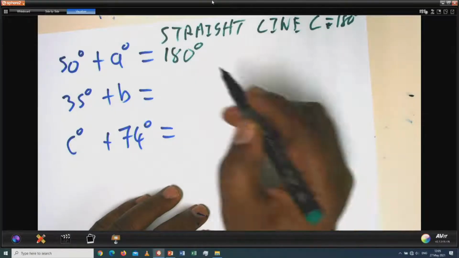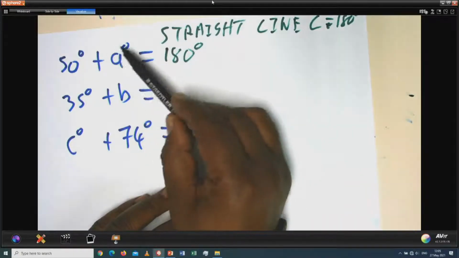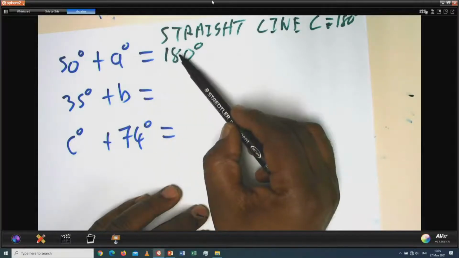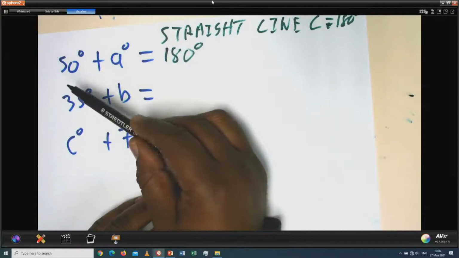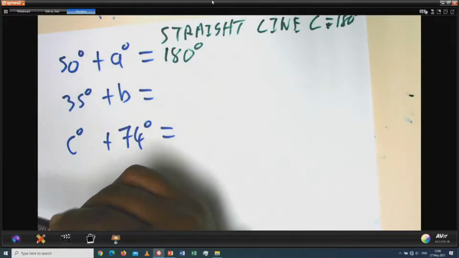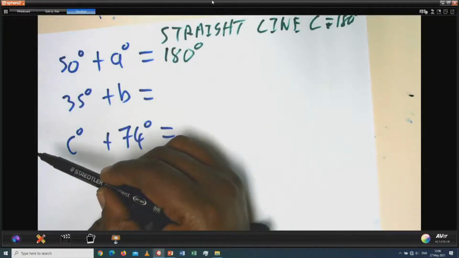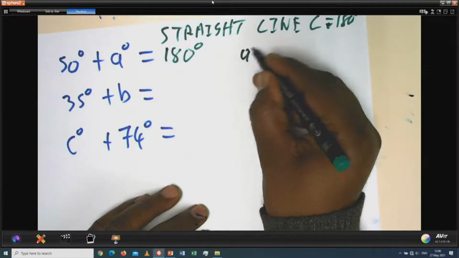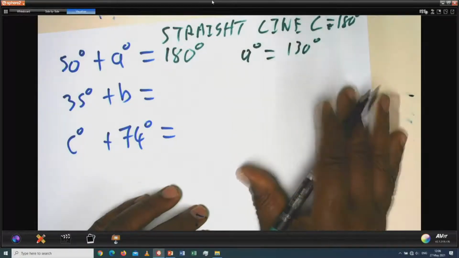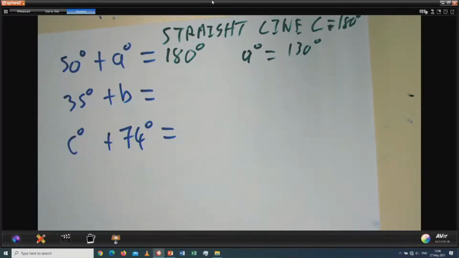All right. Now, what is the size of A? To get 180, what is the size of A? The other one is 50. What should be the size of the other one? Of course, 130, meaning that the size of this is 130 degrees. But remember, it's your understanding of a straight line angles. When you add them, they should give you 180. And of course, what is the reason? The reason is straight line angle.